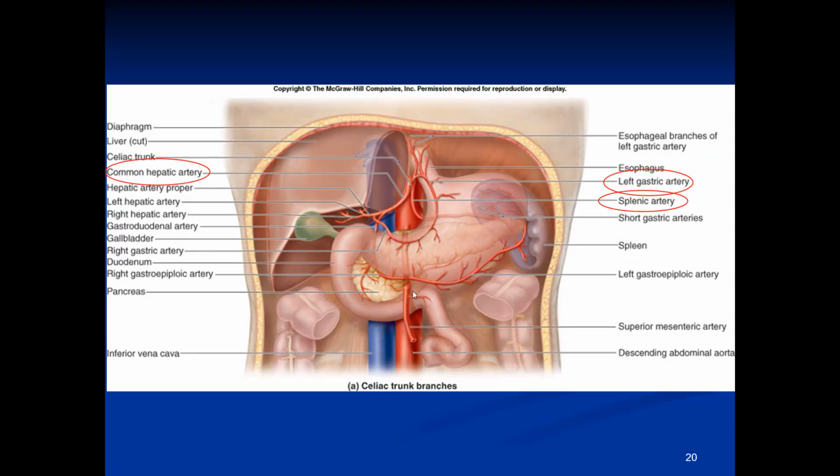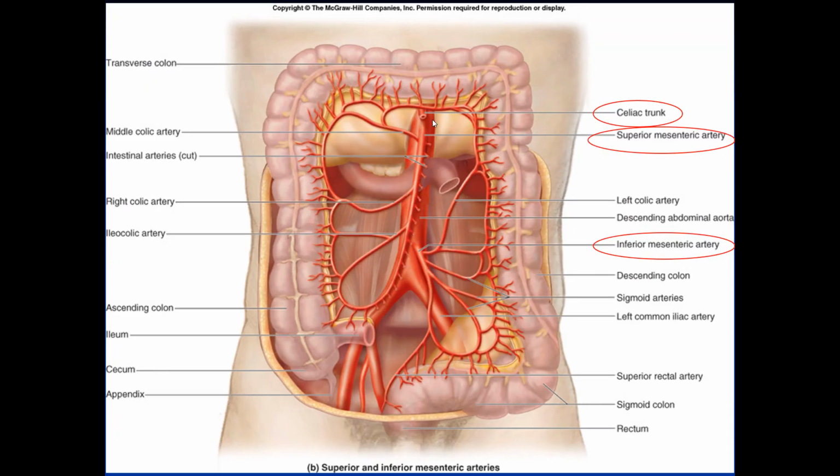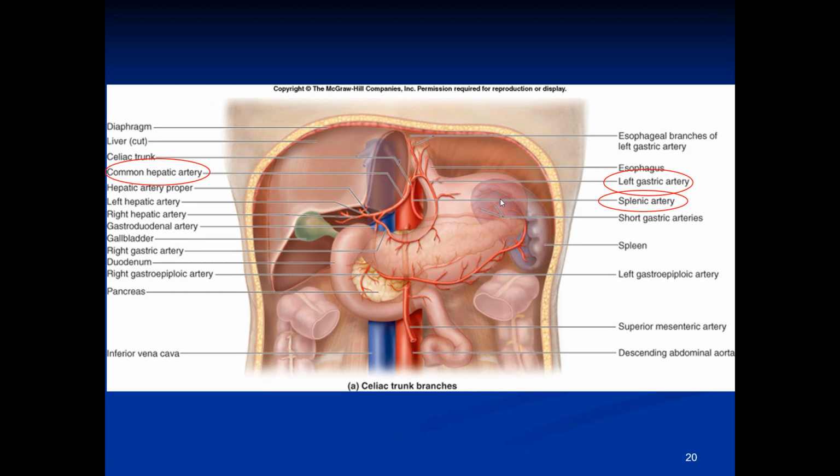These are the branches of the celiac trunk. So you remember on the previous slide here, we saw the celiac trunk, and then it branches into three major vessels that supply different regions. So you have the common hepatic, which goes to the liver. Hepatic refers to liver. The left gastric, which goes to the stomach. Gastric generally means stomach. And the splenic, which goes out to the spleen.